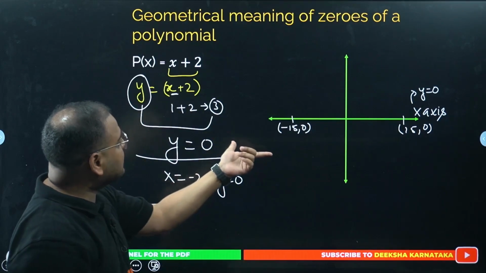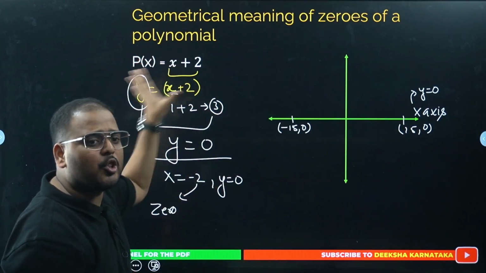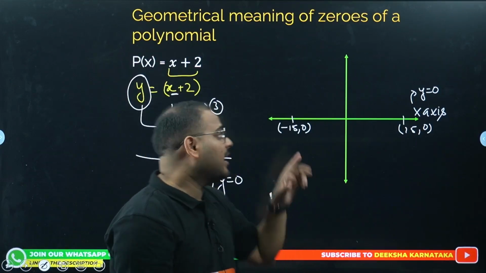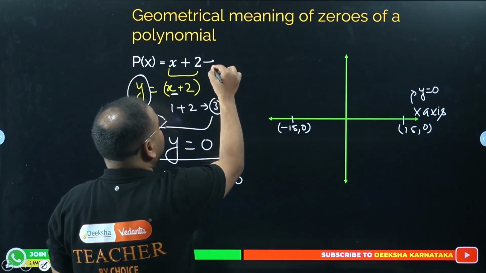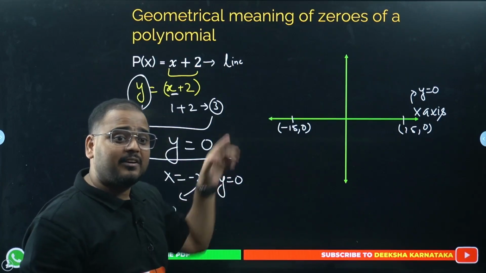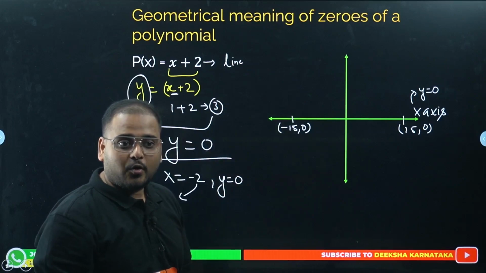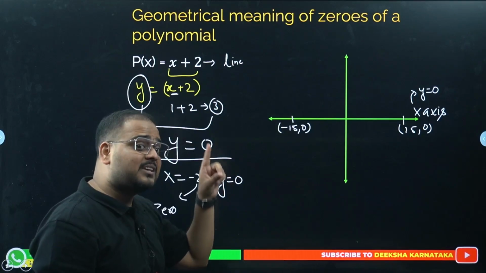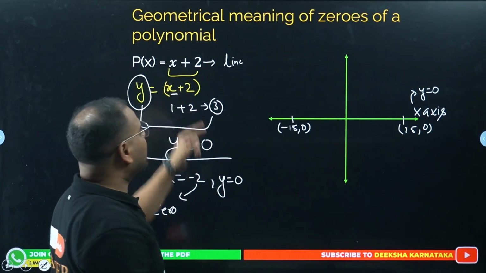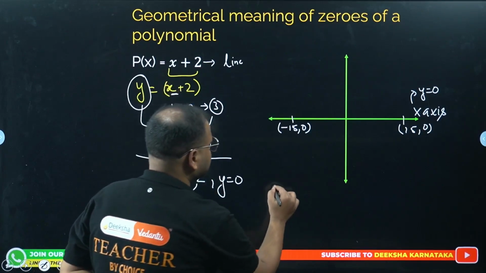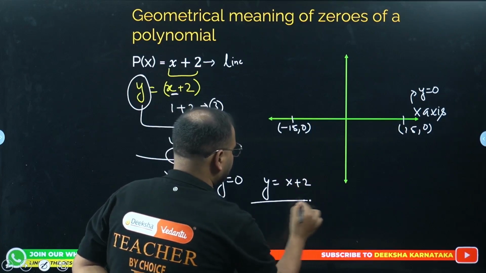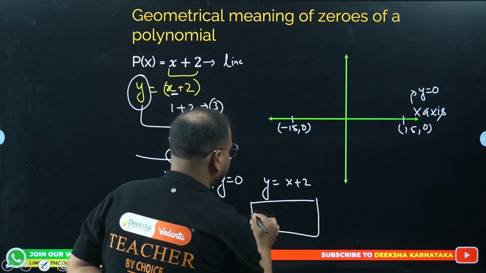So basically any given polynomial expression will have a curve, a graph, right? x plus 2 is what type of graph? A line graph, a linear curve. Whenever it is drawn on a coordinate axis, wherever it touches the x-axis, that point will be called the zero. How will I draw y equal to x plus 2? You have learnt it, right?